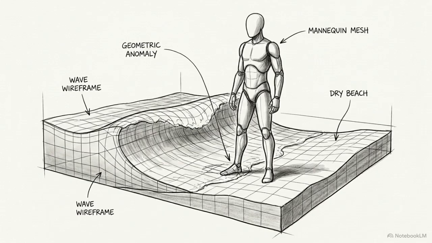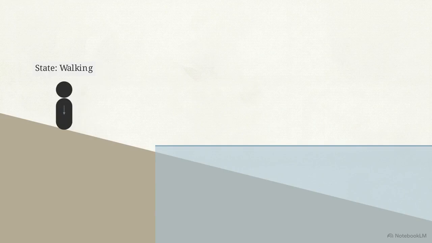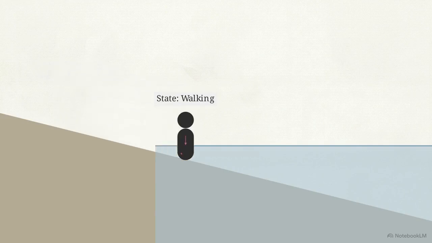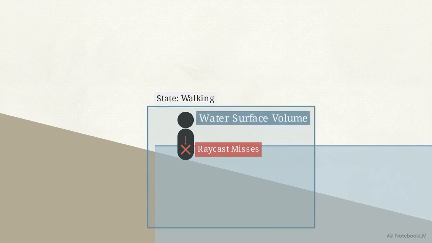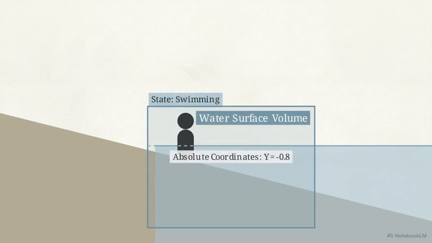Now that movement on solid ground is stable, we face the shoreline anomaly. This diagram shows a downward vector scanning from a character. Over a shallow slope, the line misses the water geometry, confusing the engine. We fix this with a water surface volume. Inside this trigger zone, the script bypasses raycasts and uses absolute coordinates.